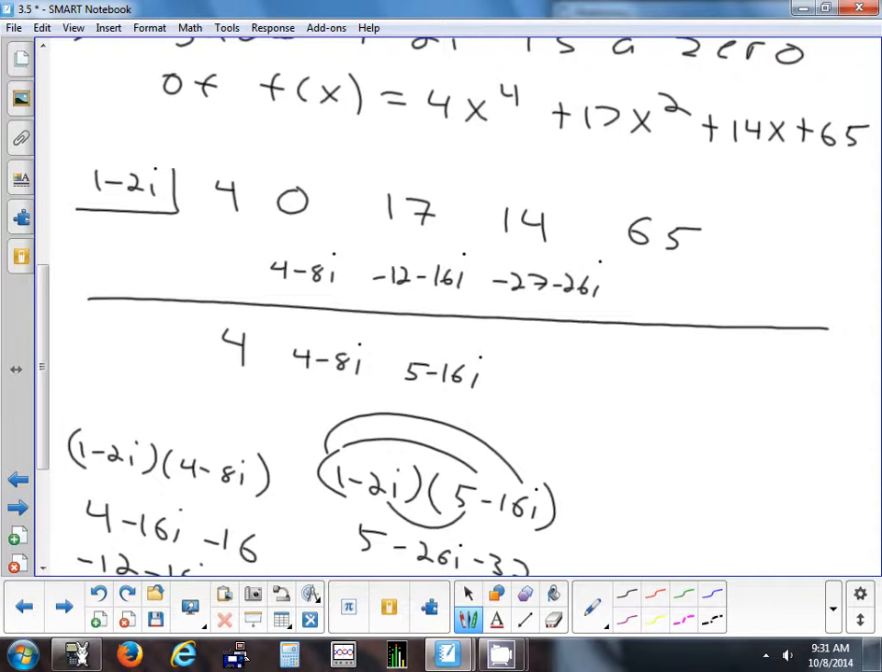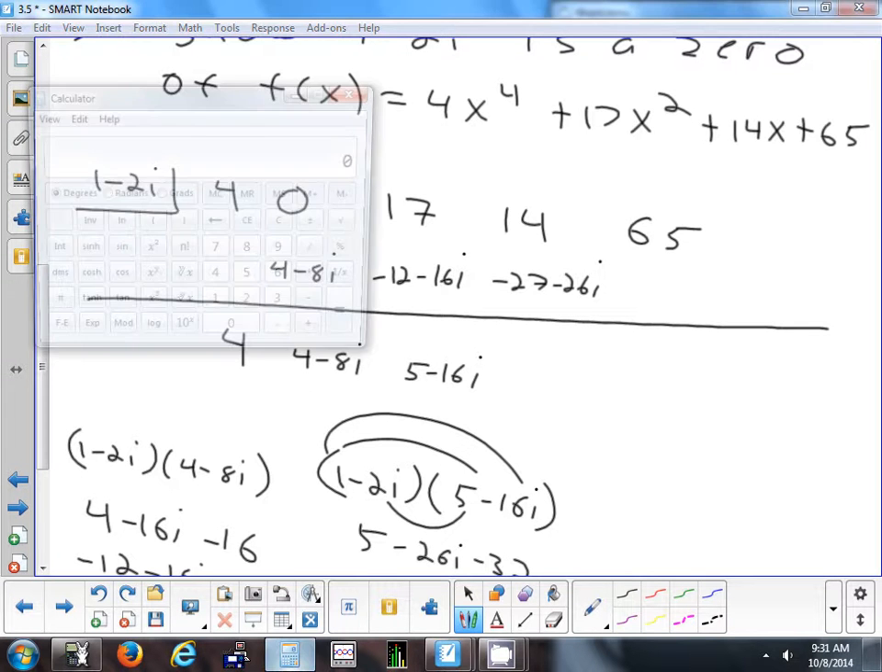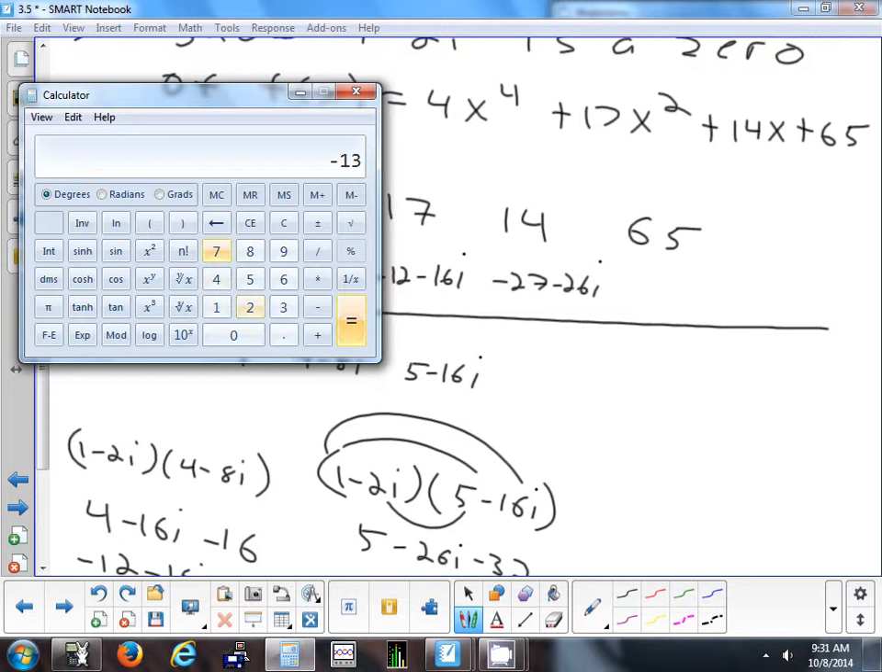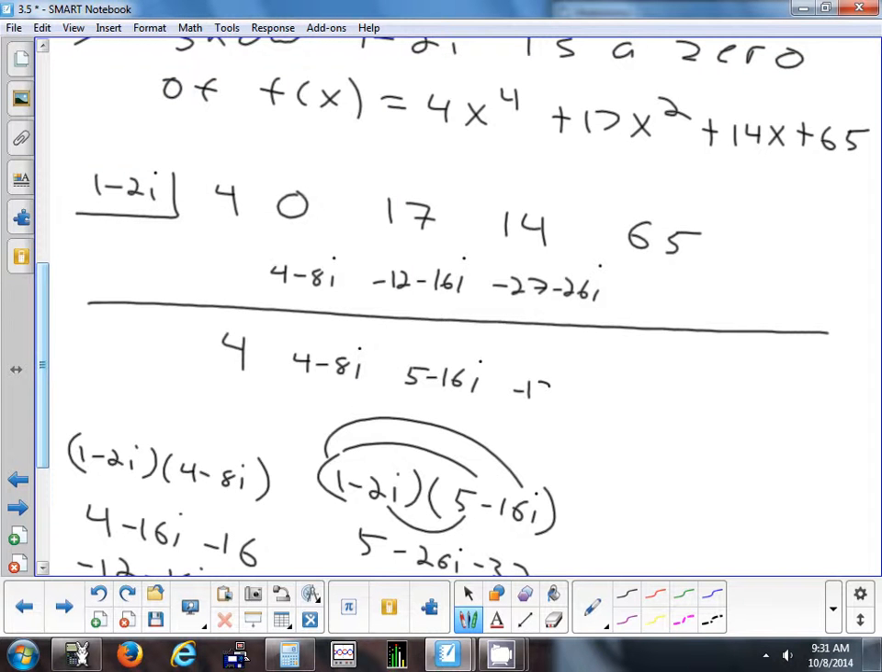And now combine 14 and what we just wrote. Well, we can just do it out. 14 take away 27 gives me negative 13. Okay, and hopefully if we haven't made a mistake, we're at our last step, and I'm hoping I get negative 65. If I do, then that's going to add up to 0, which is what I want to happen. Let's try it. So we have 1 minus 2i times negative 13 minus 26i.